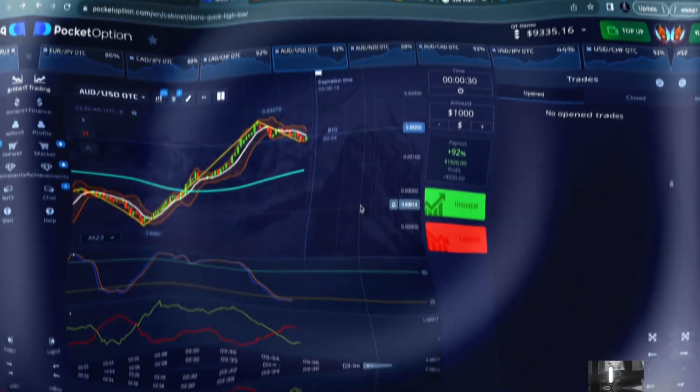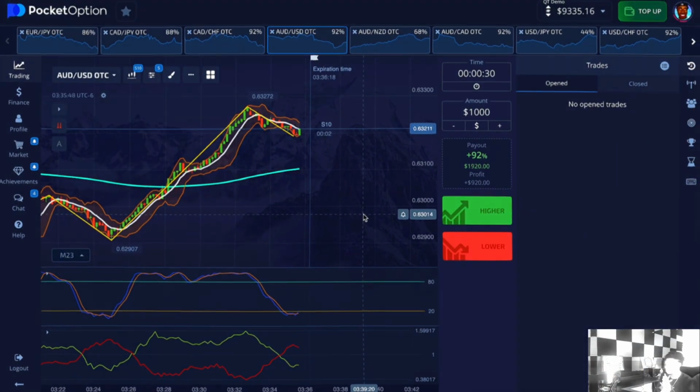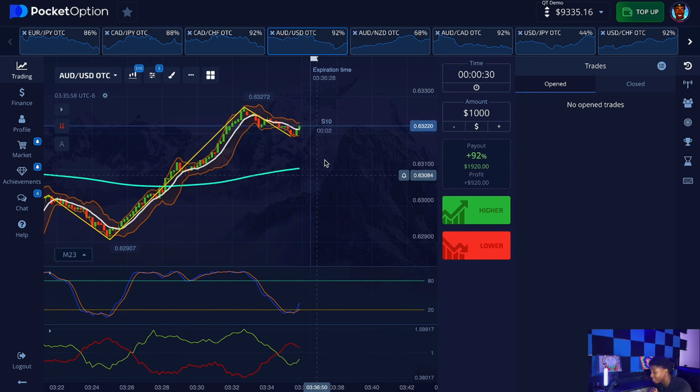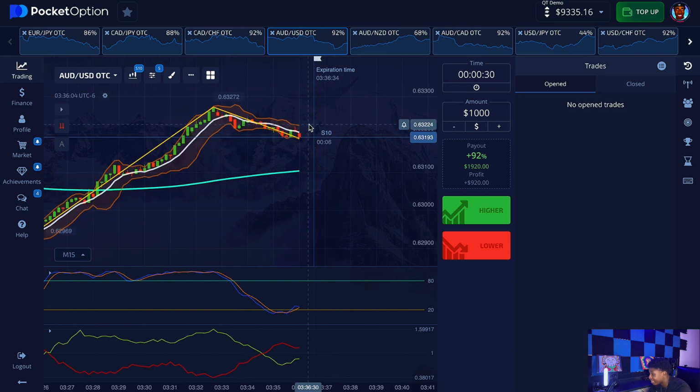Alright guys, so let's get right down to business. As you can see, this is Pocket Option, one of the best brokers out for binary options. They do have fast, easy withdrawals. You can get your money in just a couple of hours, guys, or even a couple of minutes, and you can withdraw up to $100,000 a day in Bitcoin or whatever cryptocurrency that you choose.